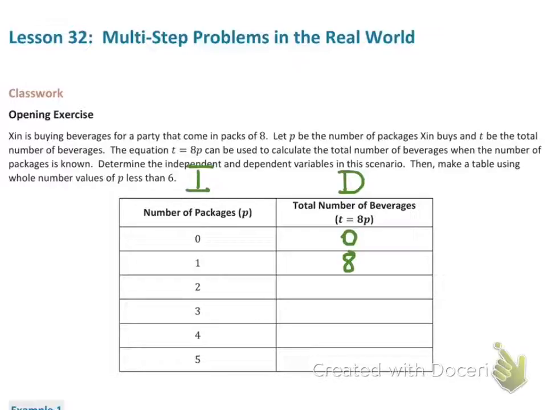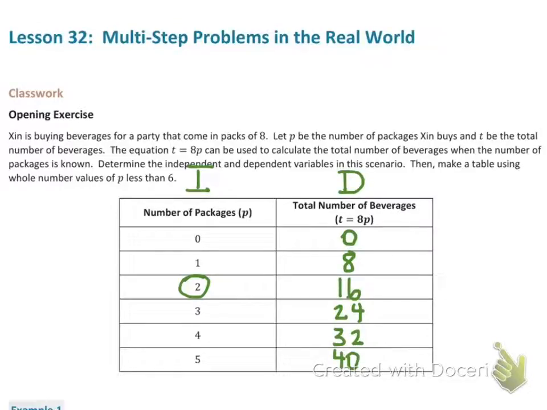Okay? What we're doing to find the number is we're just substituting a number for P into our equation. So T equals 8 times P, and in this case, P is 2. So 8 times 2 is 16. 3 goes in, and now 8 times 3, 24. When the number of packages is 4, 8 times 4 is 32 beverages. Put a 5 in, and we get 40 beverages.